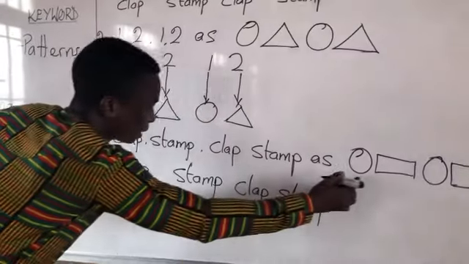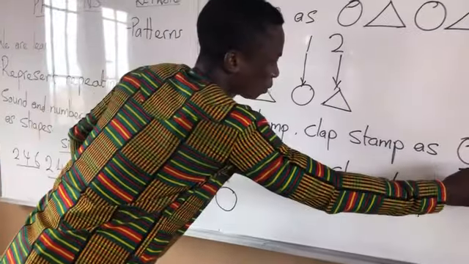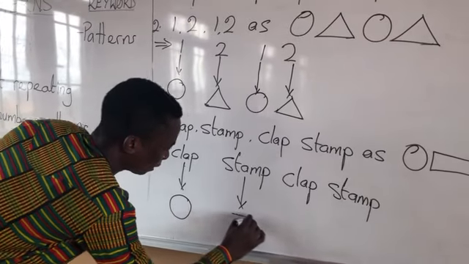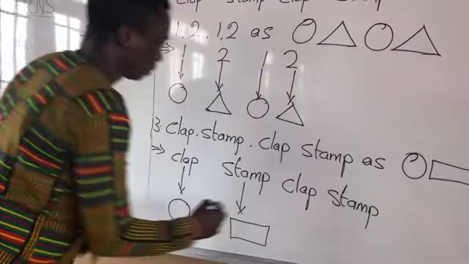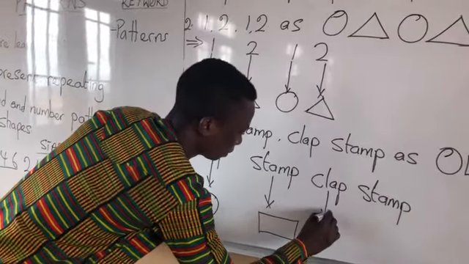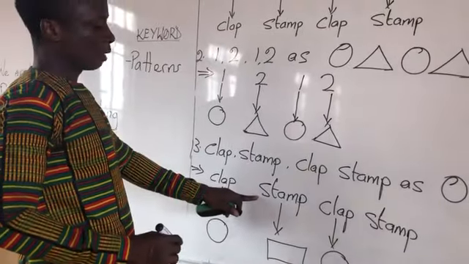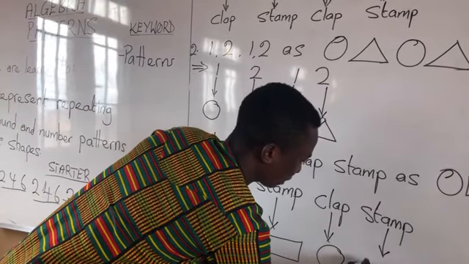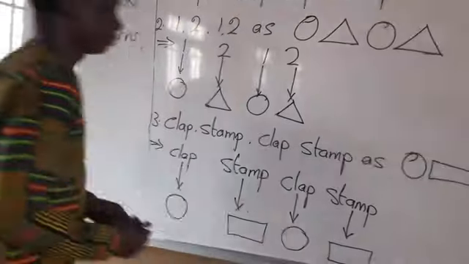The first one is circle, so you draw your circle nicely. The second one is rectangle. You draw your rectangle under it. The next one, clap is circle. Don't forget, clap is circle, so you draw your circle. Stamp is rectangle, so draw your rectangle under it.